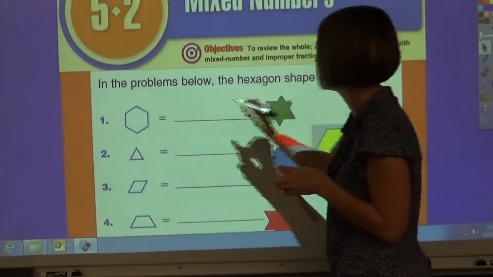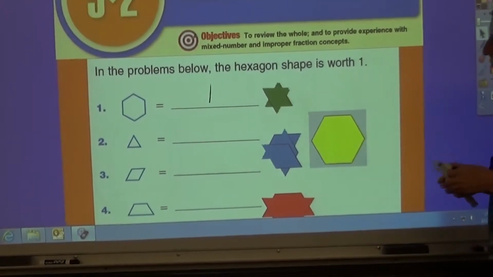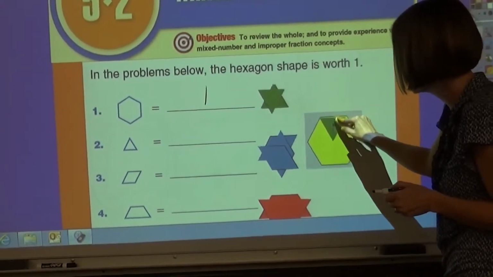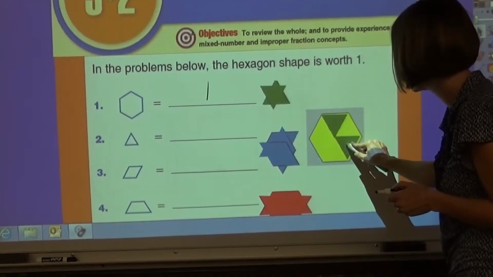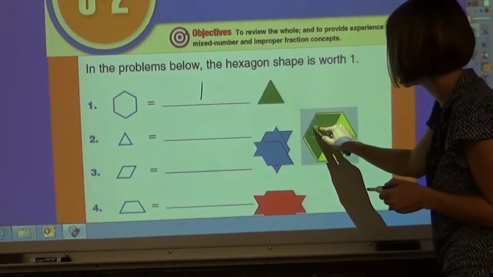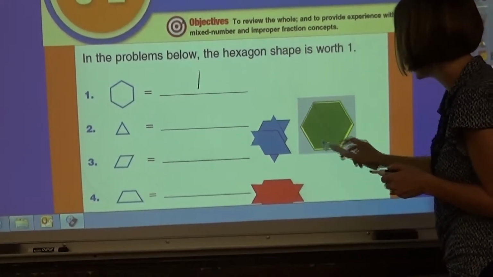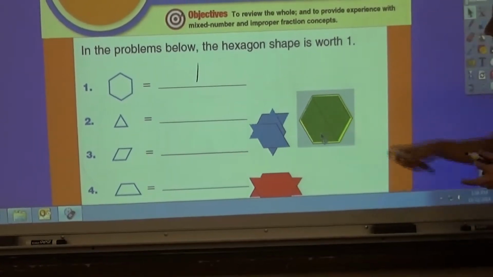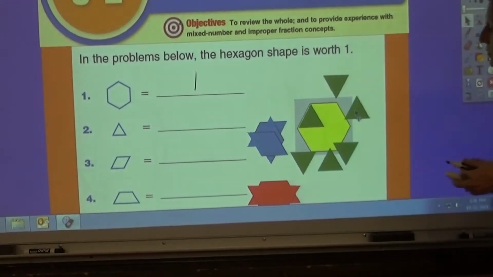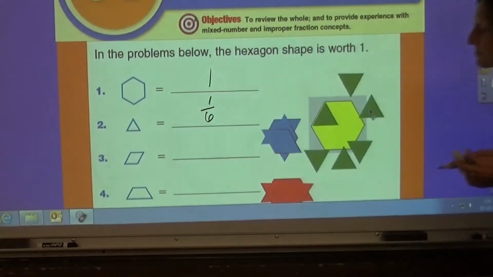So we know a hexagon is worth 1 because it tells us that. Now we need to figure out what a triangle is worth. So if I take my triangles and I move them into my hexagon, I need to figure out how many triangles it takes to fill my hexagon. And then I'll be able to figure out what fraction each triangle is. So I have 1, 2, 3, 4, 5, 6 triangles. So if I had one triangle, that would be 1 out of 6, or 1/6 of the hexagon.